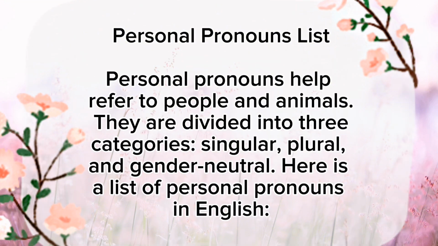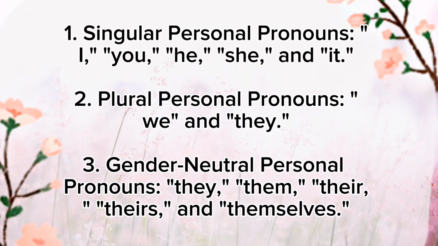Personal pronouns list. Personal pronouns help refer to people and animals. They are divided into 3 categories: singular, plural, and gender neutral. Here is a list of personal pronouns in English. 1. Singular personal pronouns: I, you, he, she, and it. 2. Plural personal pronouns: we and they. 3. Gender-neutral personal pronouns: they, them, their, theirs, and themselves.